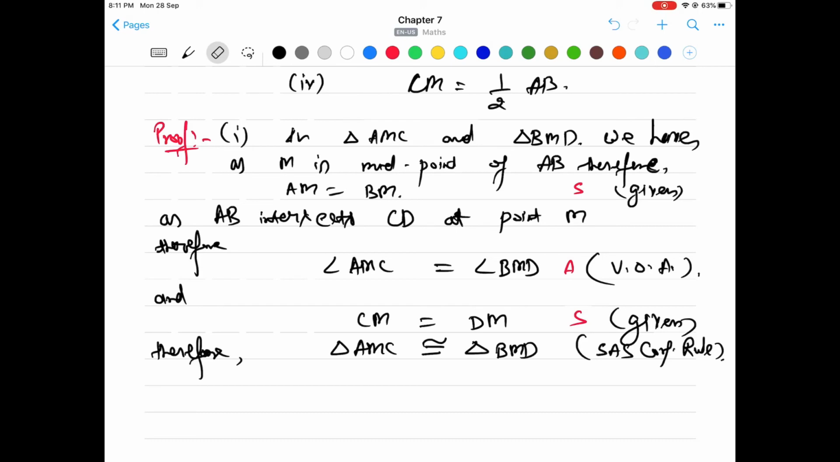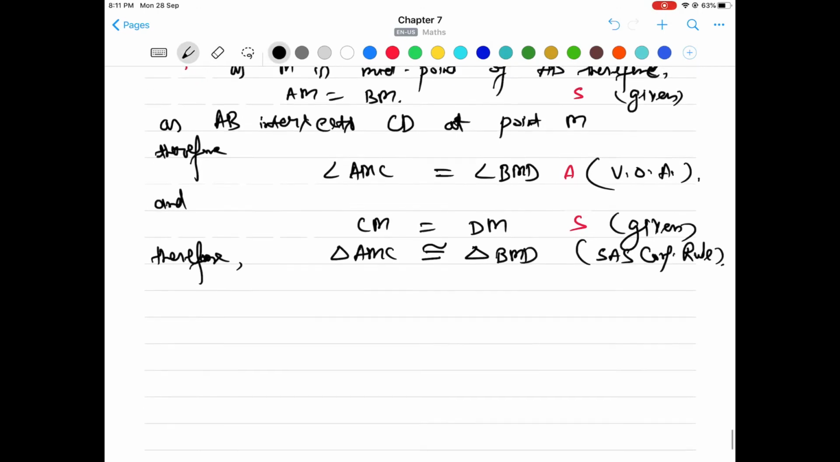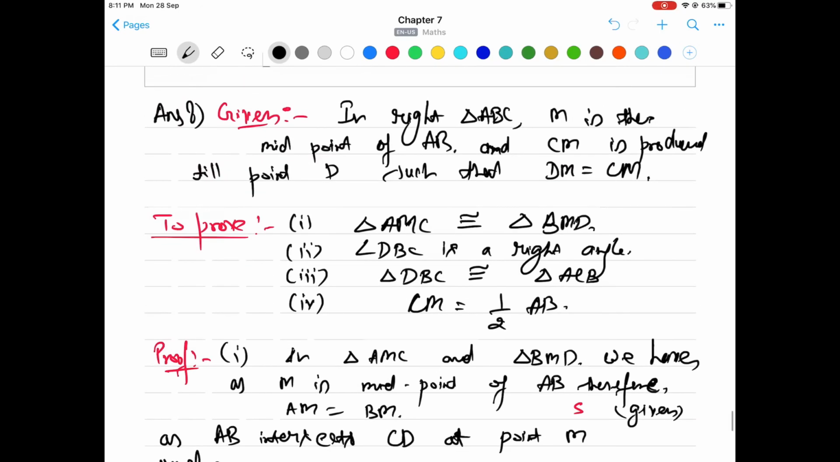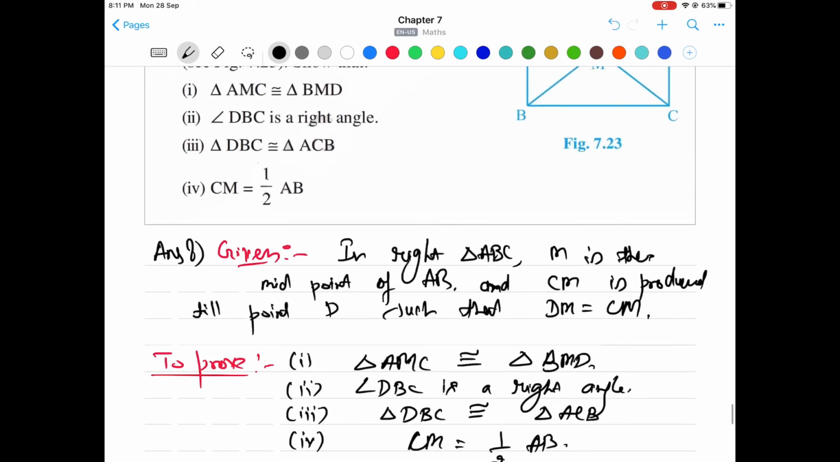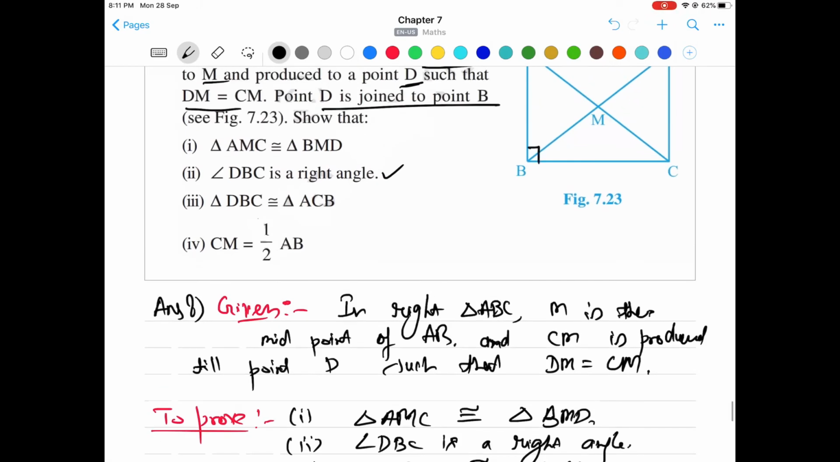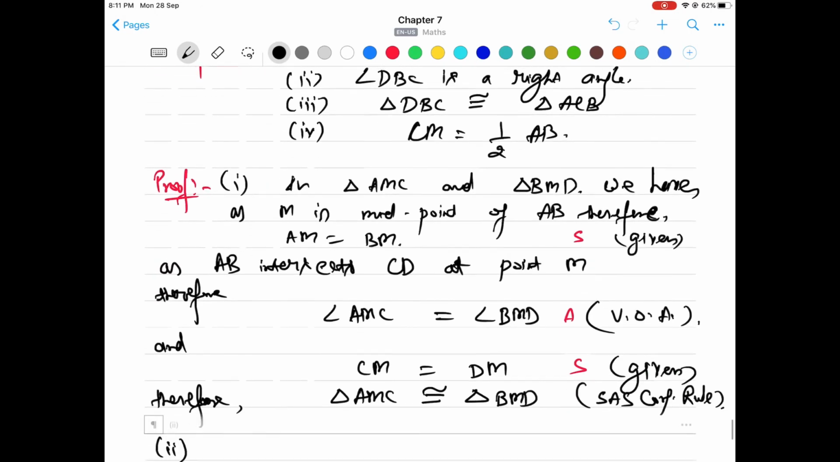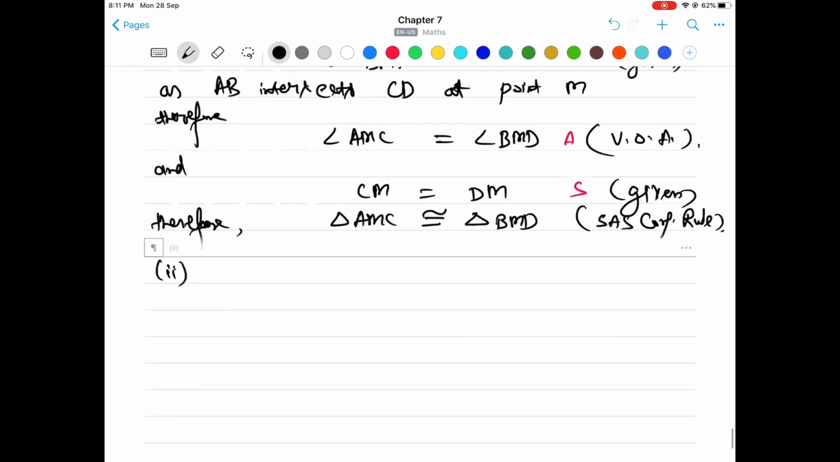Now the second part is we have to prove that this angle DBC is a right angle. So that angle is here. We'll prove this by, let's write, as triangle AMC is congruent to triangle BMD.